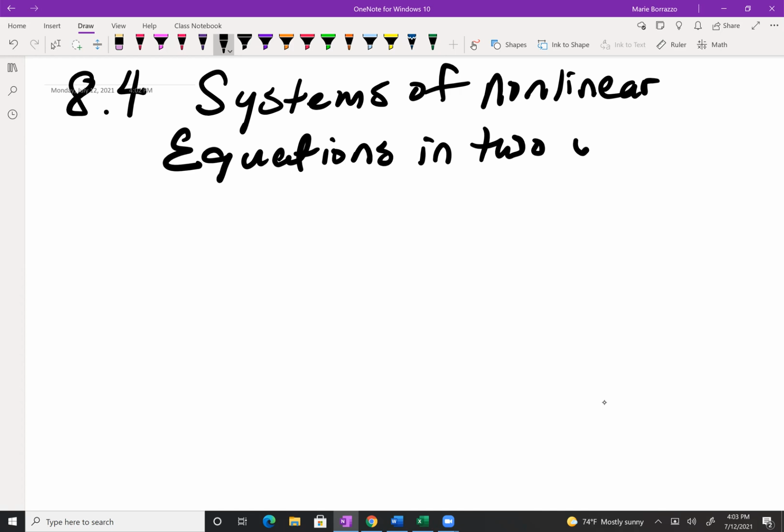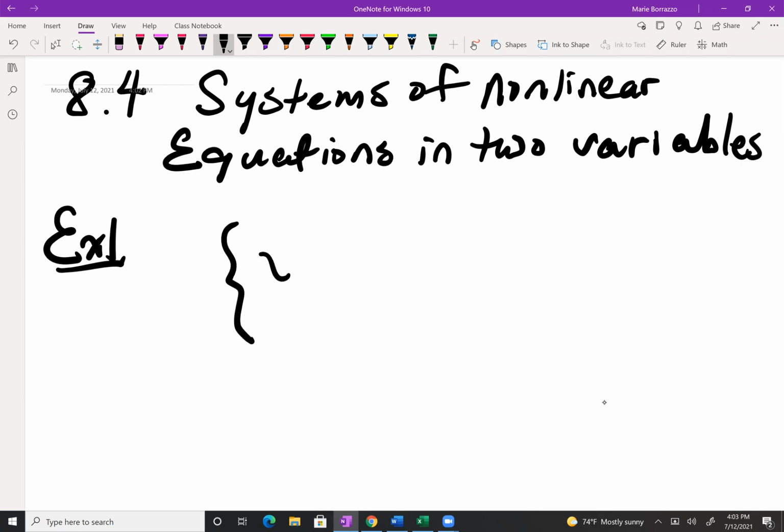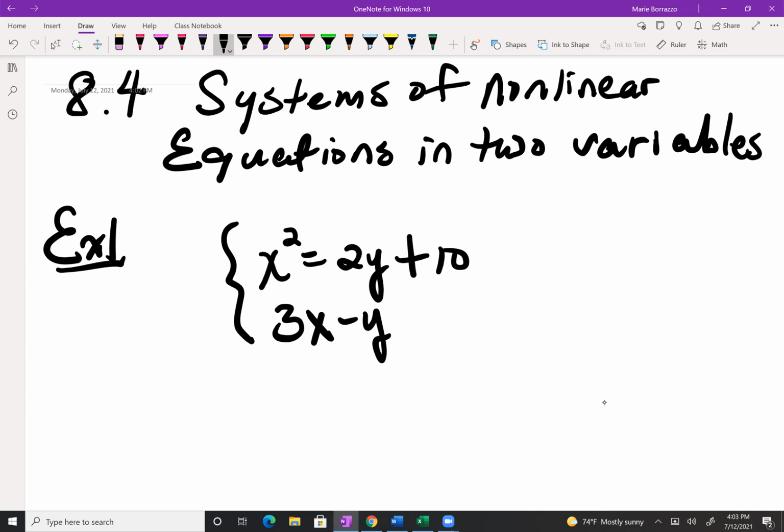And so I'm going to show you the diagram and your solutions after we solve. And you'll see why and how you're doing this. So we'll start with straight up example 1. In example 1, they give us a system that starts with x squared is equal to 2y plus 10. And then they tell you that 3x minus y is equal to 9. And so they want us to solve for the system, and they also want us to graph the system.